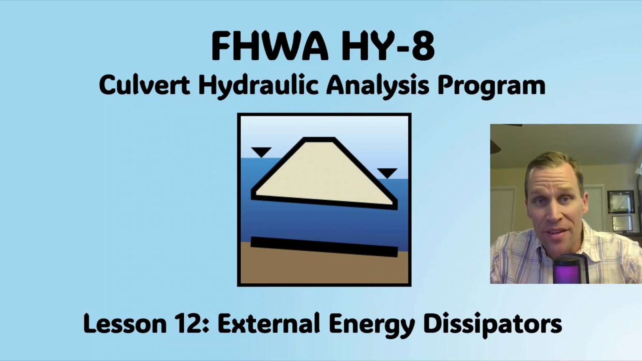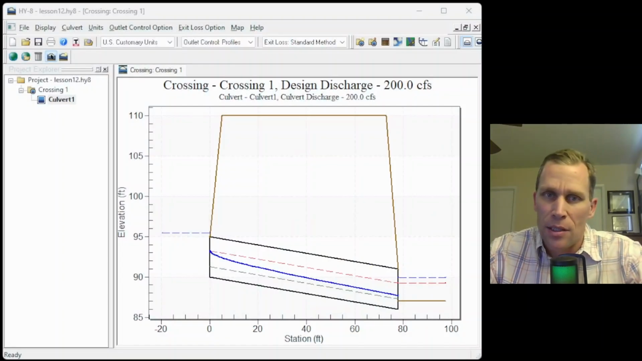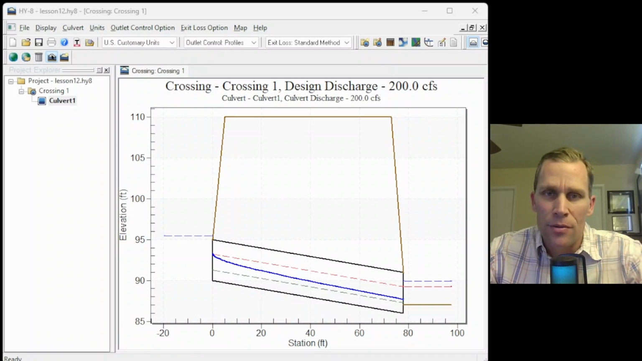Welcome and hello. This is a video lesson in HY-8, and in this lesson, we're going to be talking about external energy dissipators. These are the dissipators that are outside or downstream of the culvert, as opposed to what we talked about in lesson 11, where those were internal to the culvert.